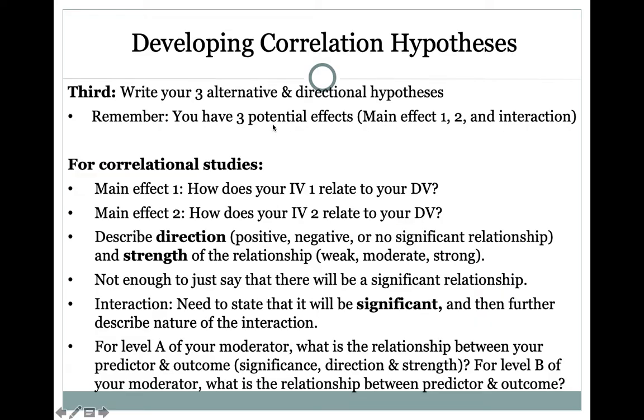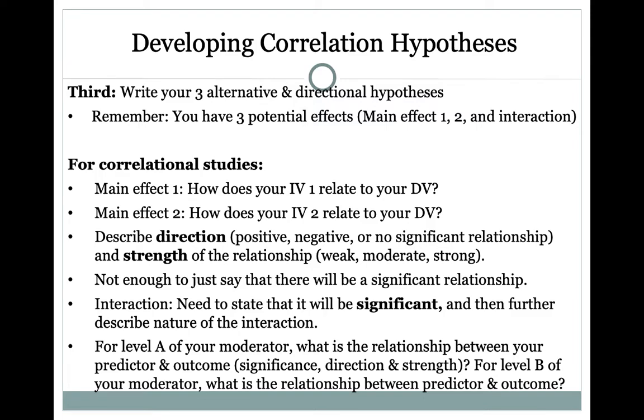Third, you want to write your 3 alternative and directional hypotheses. This is going to be the trickiest and the most important part. I want you all to remember that you have 3 potential effects, which means you need 3 hypotheses: main effect 1, main effect 2, and your interaction.